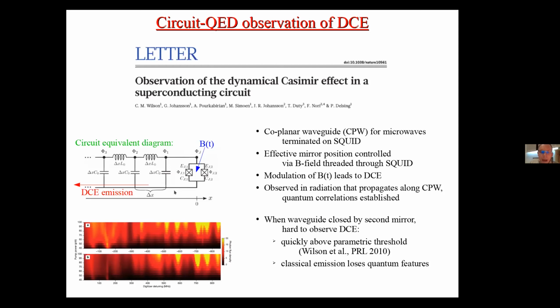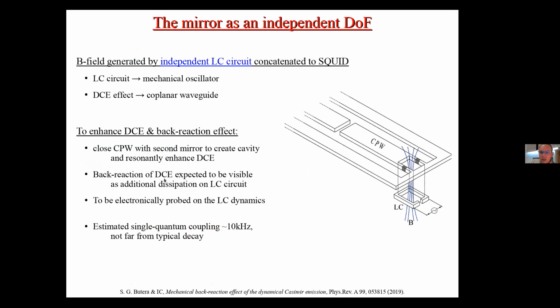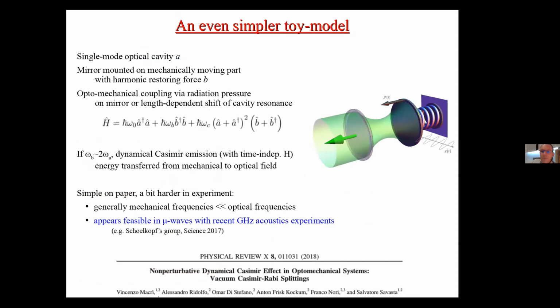So in this way, by modulating the field B of t, one is obtaining a waveguide which is effectively of varying length. In this way, this group was able to report the first experimental observation of dynamical Casimir effect. This object was moved by this externally applied magnetic field, and dynamical Casimir emission was emitted along the waveguide. Very good. So you see that this device is very promising in view of realization of the spring plus cavity model.